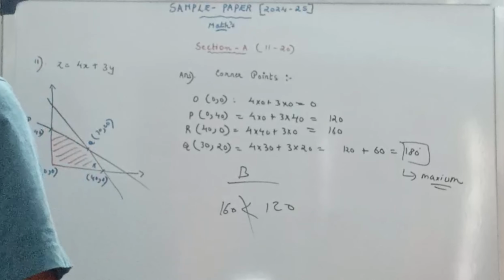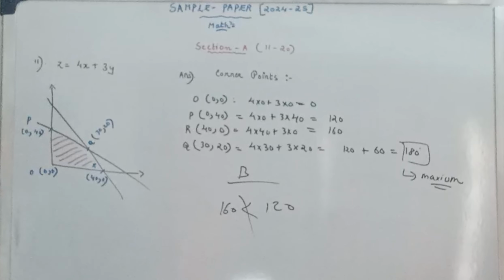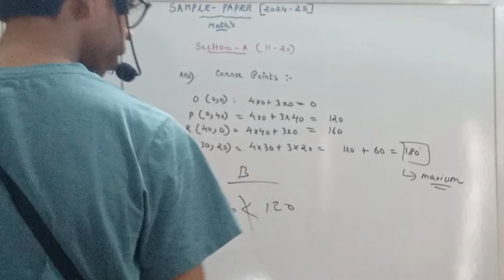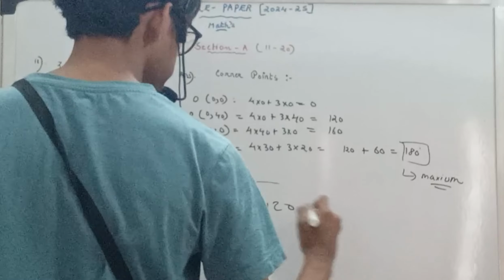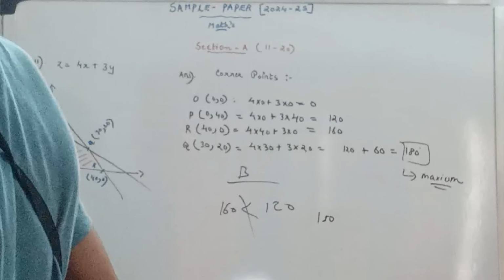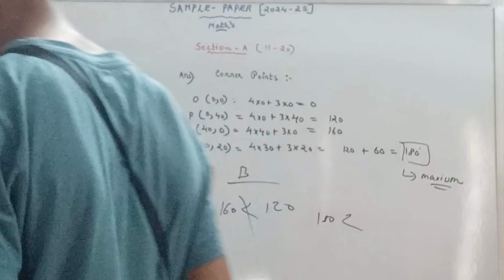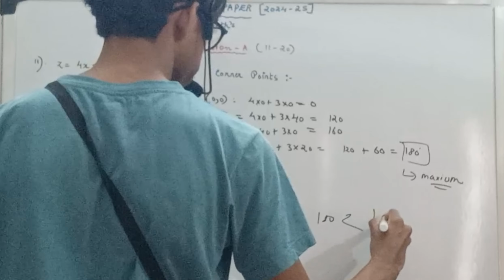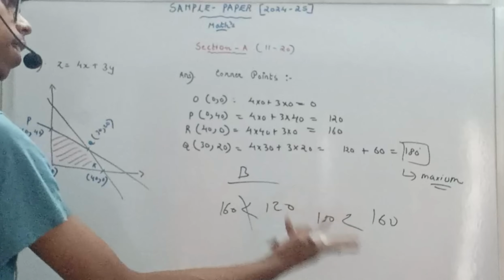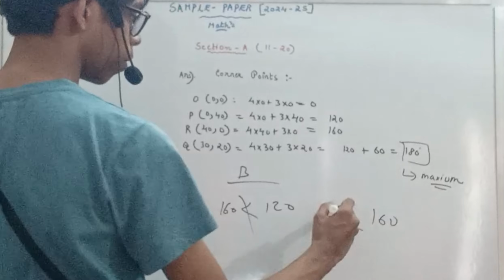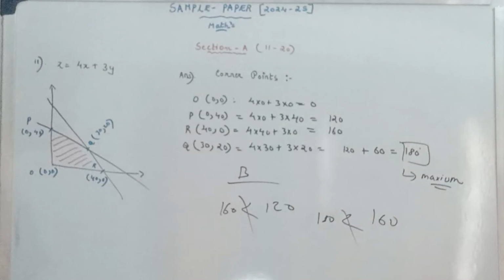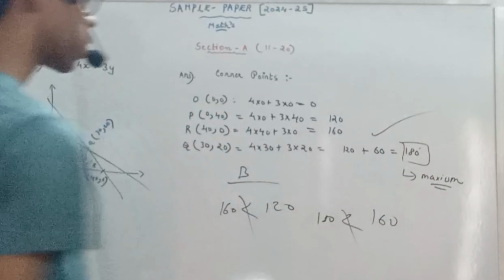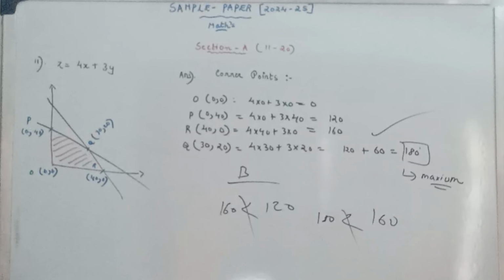Now option D: the value of z at (30, 20), which is 180, is less than the value at (40, 0). At (40, 0), it is 160. So we know 180 is greater and 160 is less. So definitely this also will be the wrong answer. So the correct option is option B. I hope it is clear.